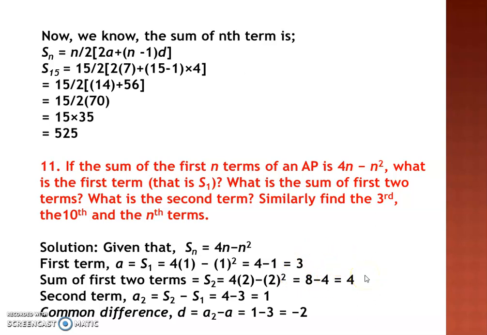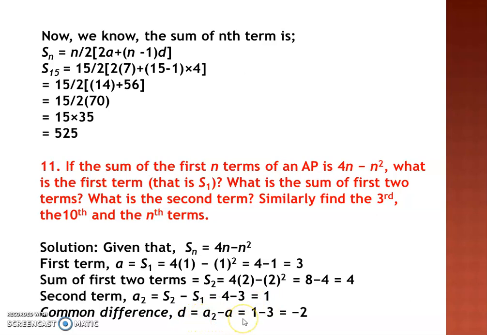Now we'll go on to S2. S2 is 4 into 2 minus 2 square. So when you simplify this, you will get 4. So first term is 3 and sum of the first two terms is 4. So from there you can find out what is the second term. A2 is S2 minus S1. So 4 minus 3, that is equal to 1.